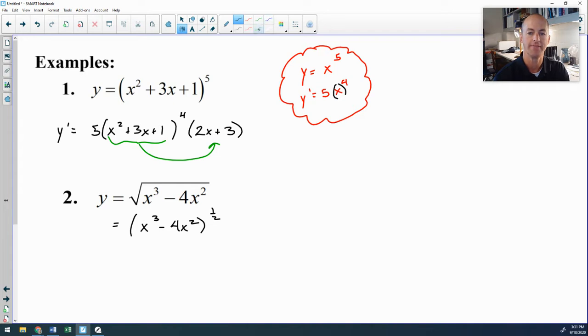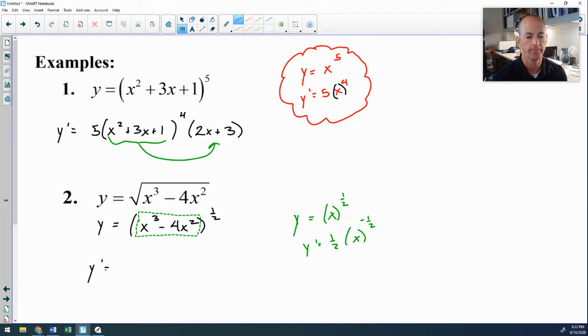My inside function, I see x cubed minus 4x squared. That is the inside. And then all of that stuff is being raised to the 1/2 power. So in my mind, my very first pass at the derivative is stuff to the 1/2 power. And the derivative of that would be 1/2 times the stuff to the negative 1/2. We just power ruled that. And that's where I start with number 2.